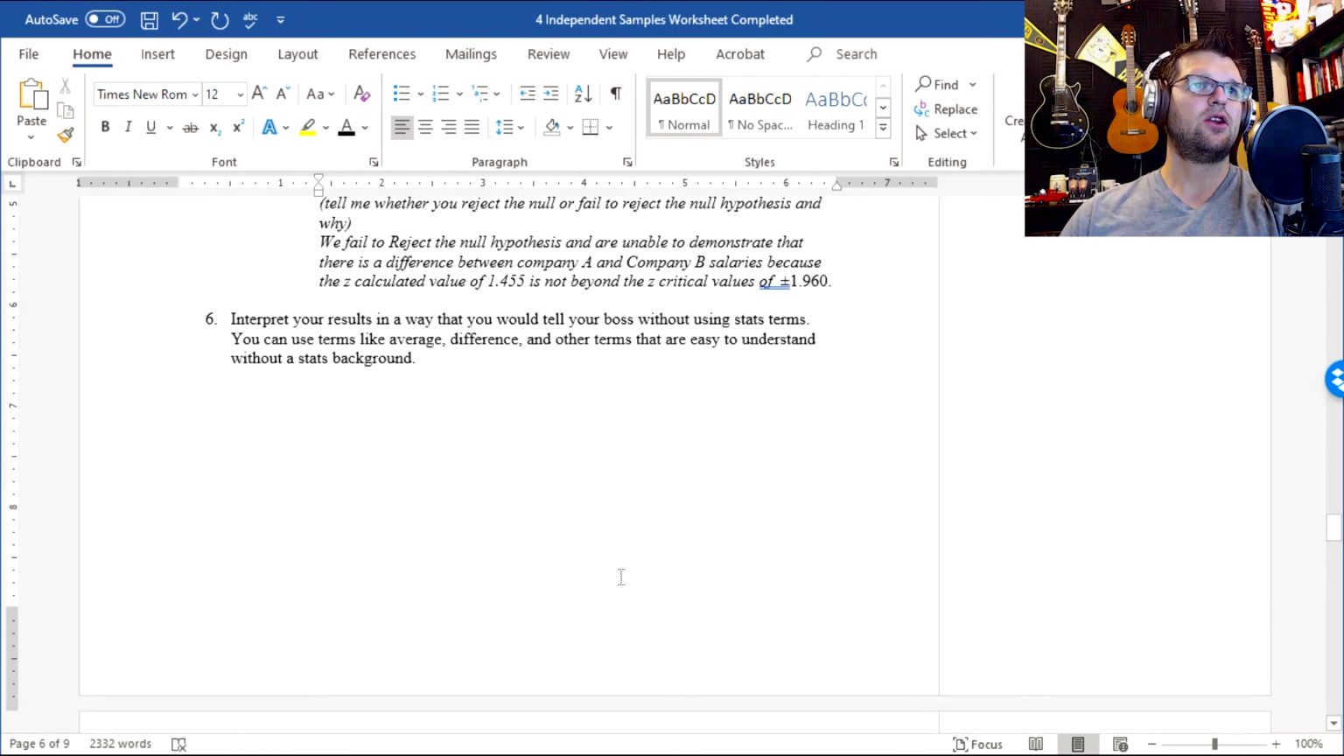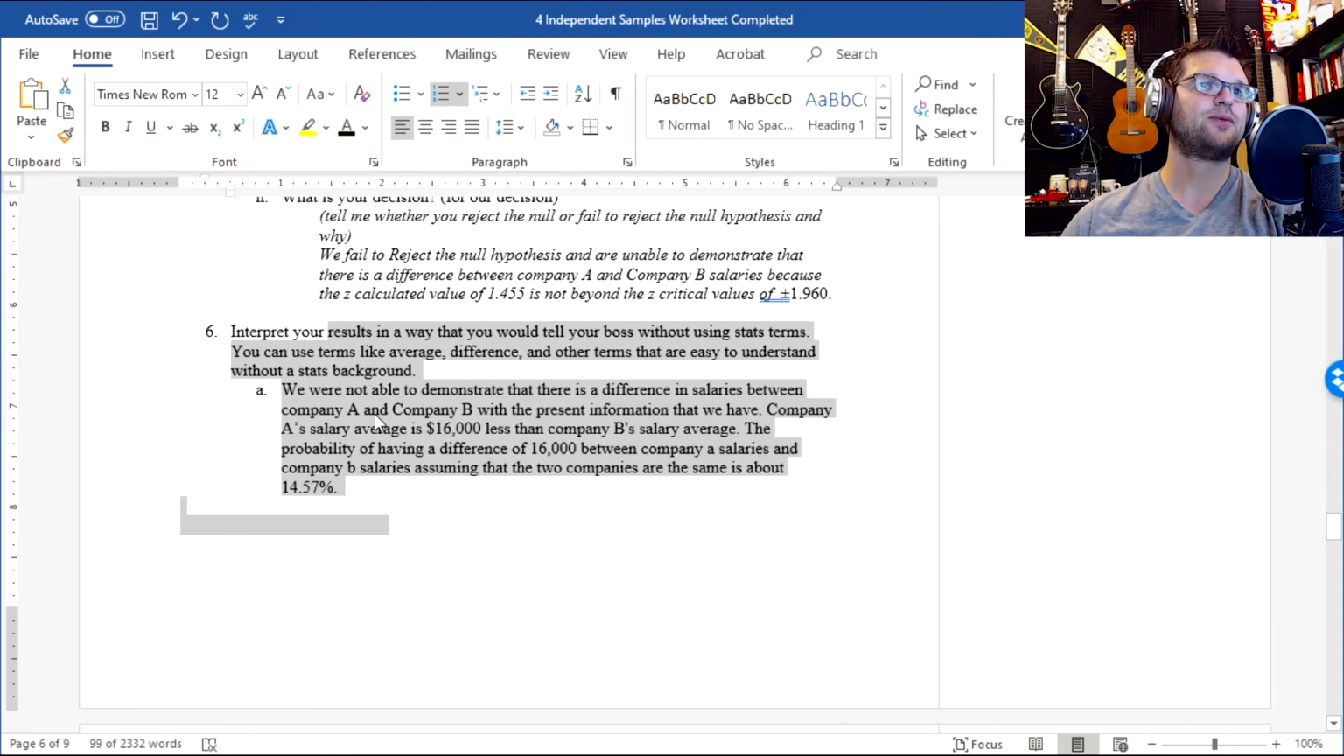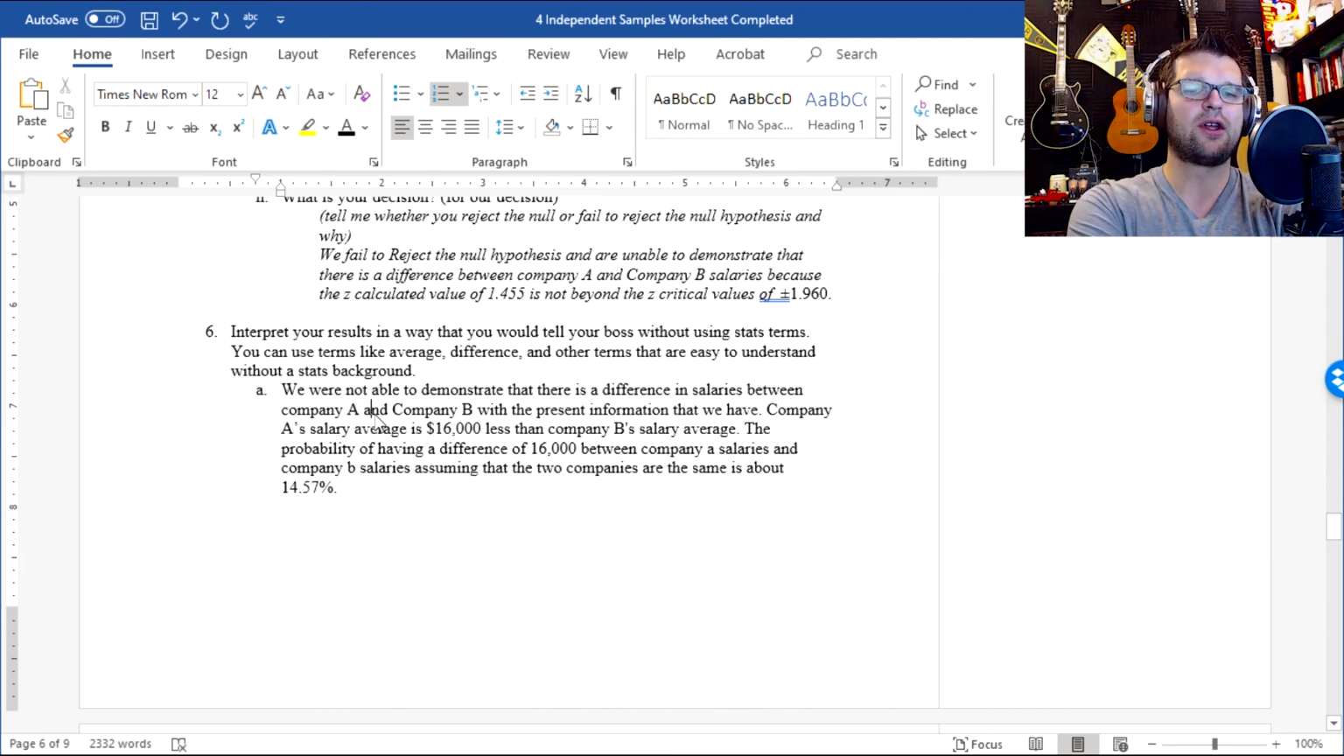Okay, so now what we need to do is interpret our results in such a way that we would tell our boss, because that's what's important, right? If we don't know how to communicate it, really, what are we doing? So we are not able to demonstrate that there's a difference. Is there a difference? Yes, there is a difference, but we can't really say that there's enough information or proof to demonstrate that there truly is a difference. So we're not able to demonstrate that there's a difference in salaries between company A and company B with the present information that we have.